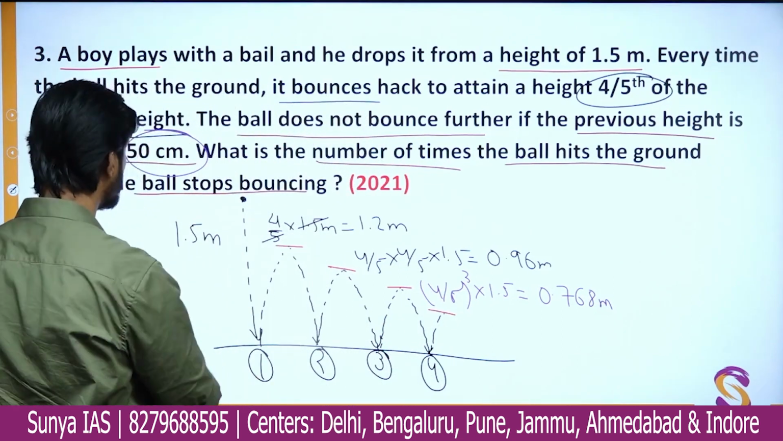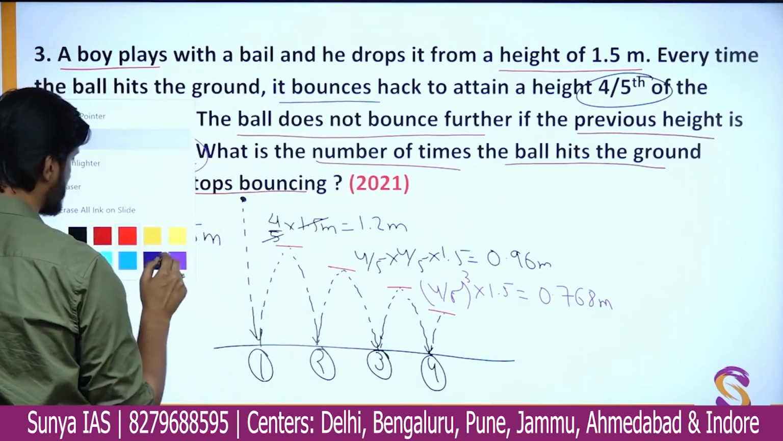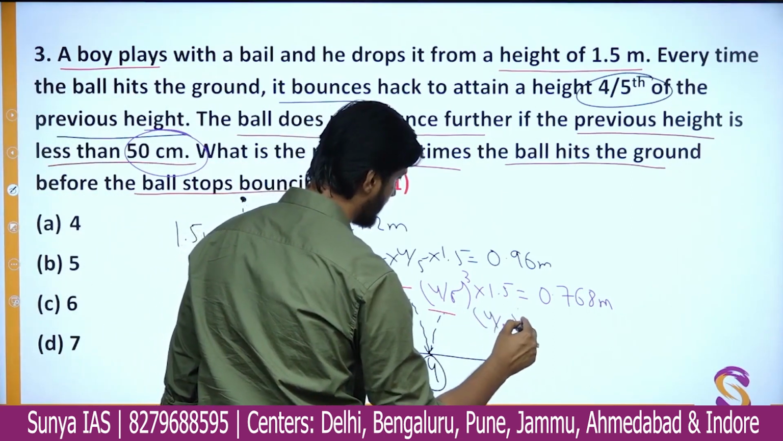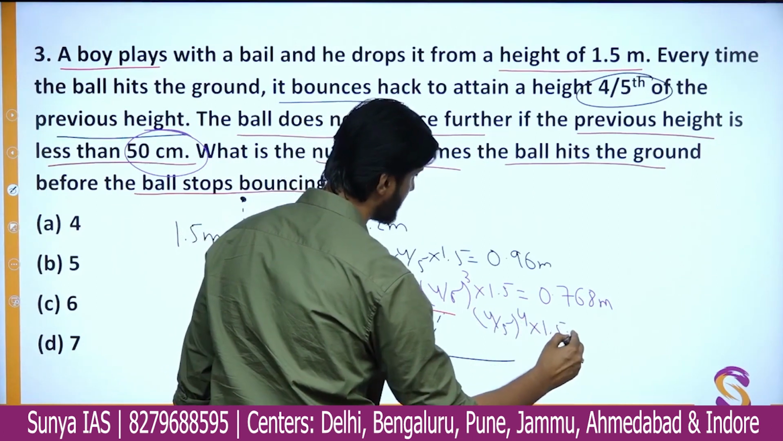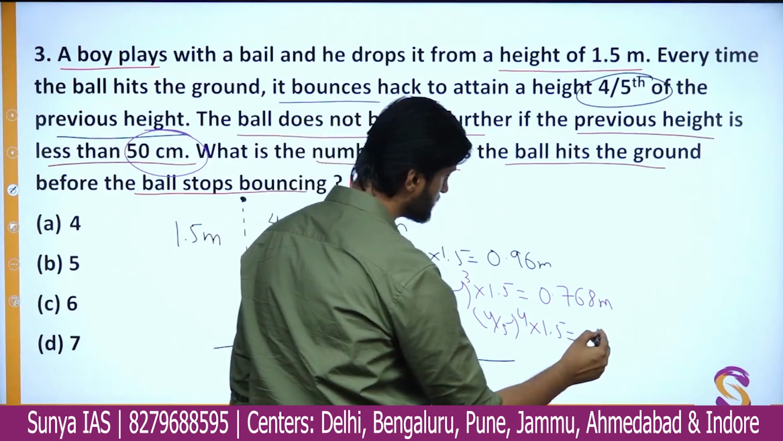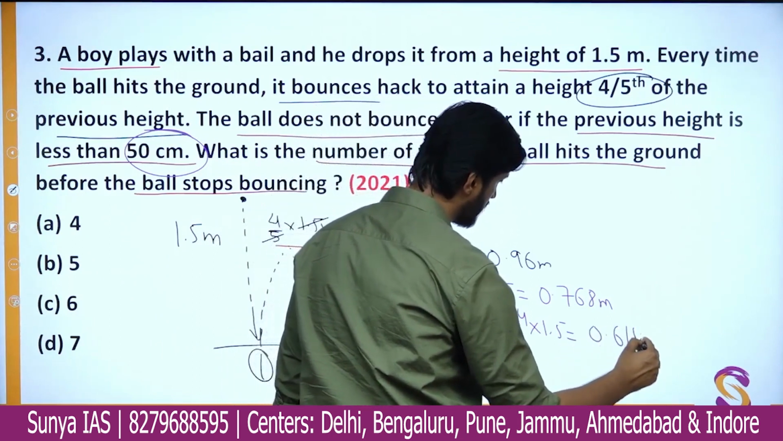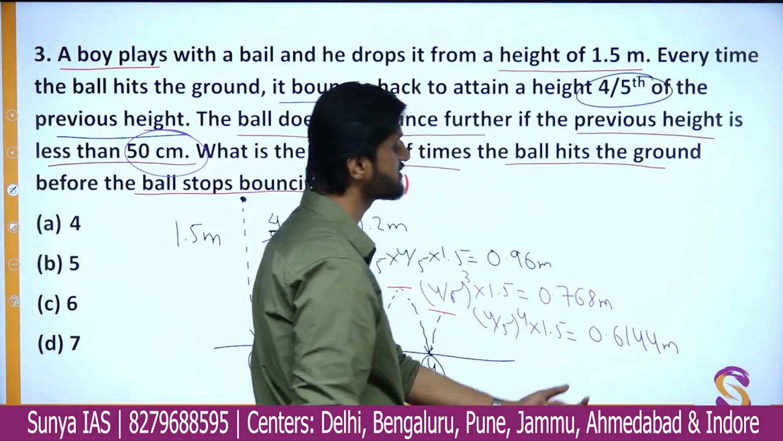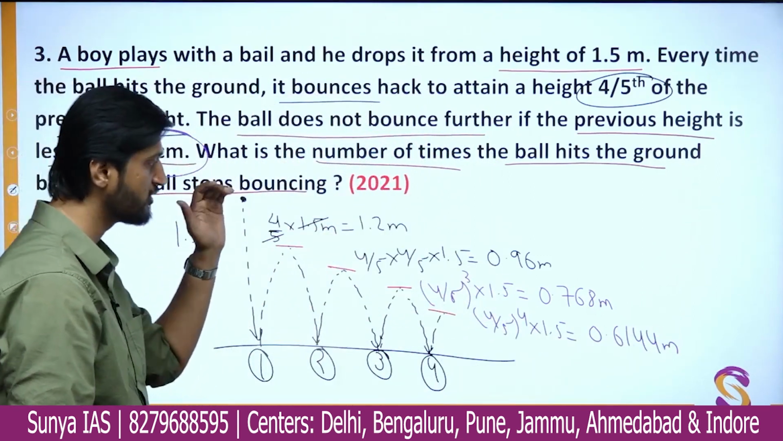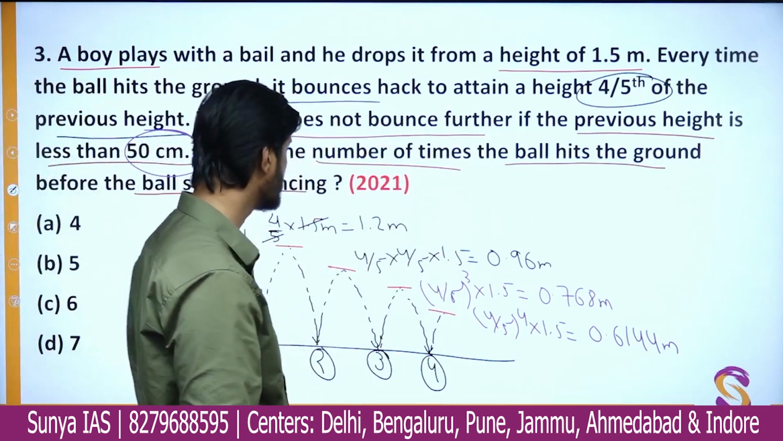What is this height going to be? This height is going to be, as you know, (4/5)^4 into 1.5, and the value comes out to be some nasty values there. That will be 0.6144 meter, which you can read as nothing but 61.44 centimeter. Even now it is greater than 50, so it will again have a chance of bouncing back.